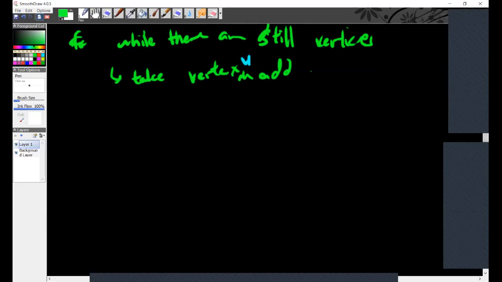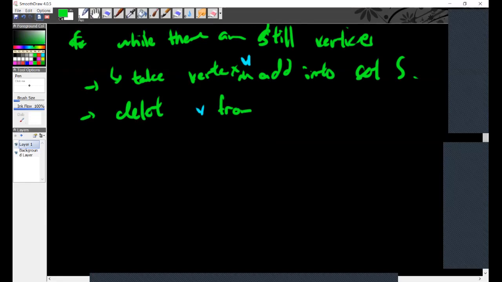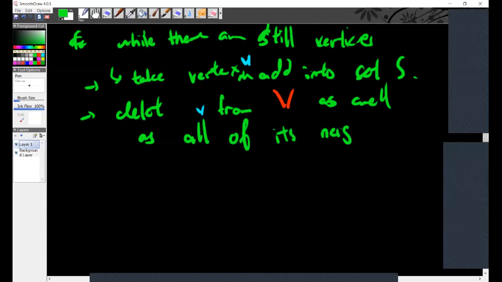Add into set S. Okay, delete V from P. In other words, your set of vertices, as well as all of its neighbors. Okay, keep doing this until there are no more vertices. After that, what you do is just return set S.